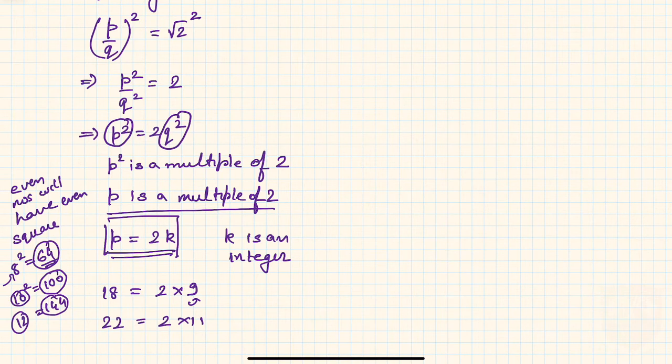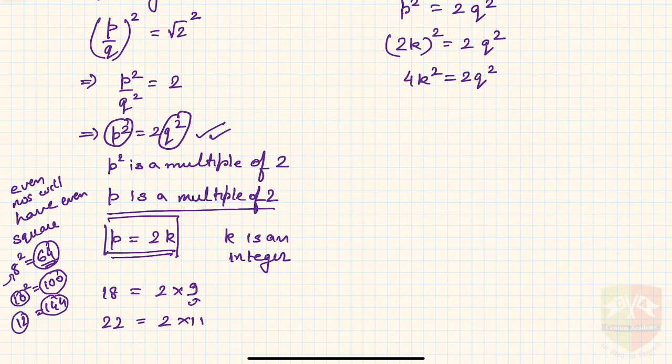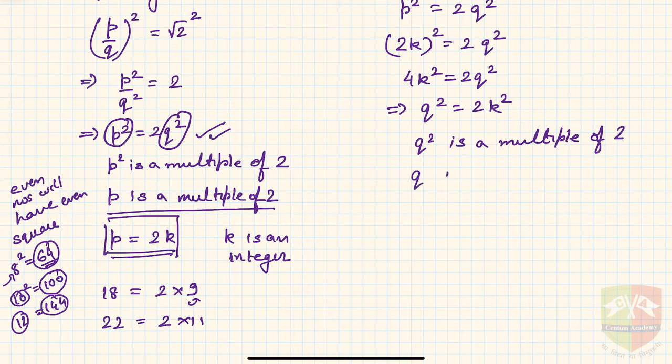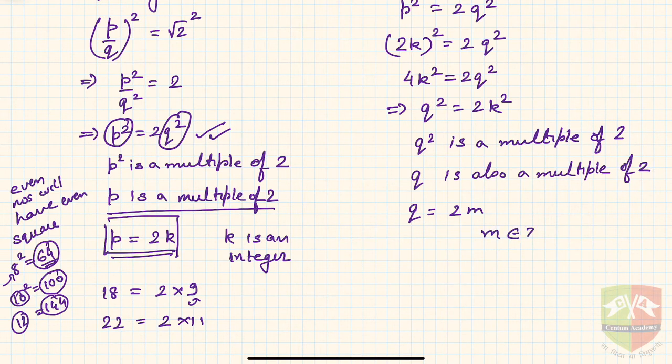Now I am writing p is 2k. That means from p squared is equal to 2q squared, writing p as 2k, I can write (2k) squared is equal to 2q squared. That means 4k squared is equal to 2q squared. That means q squared is equal to 2k squared. So if you see, q squared is again a multiple of 2. Similarly, you can say q is also a multiple of 2. So q can be written as, let us say, 2m, where m is an integer, isn't it?